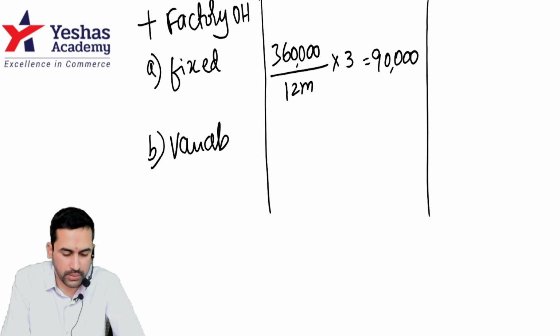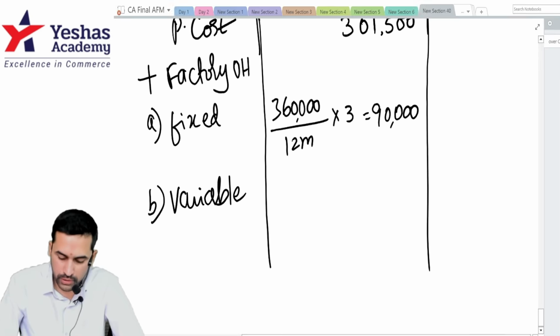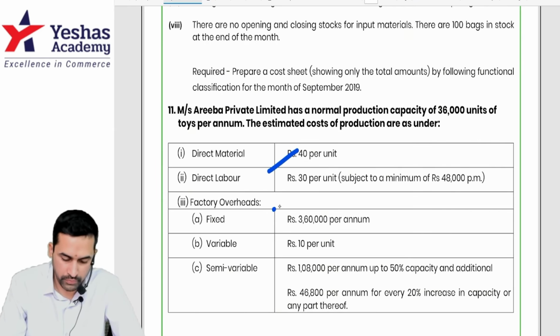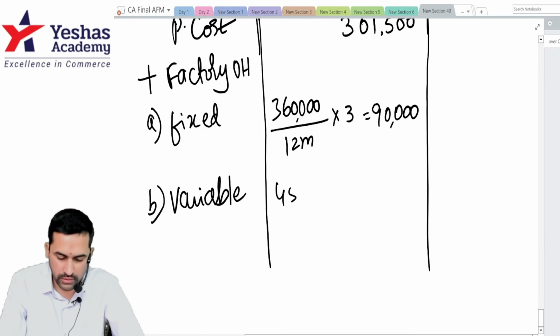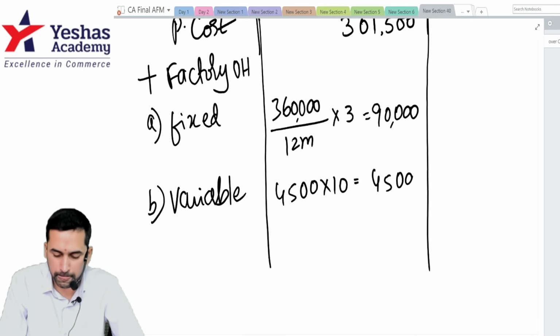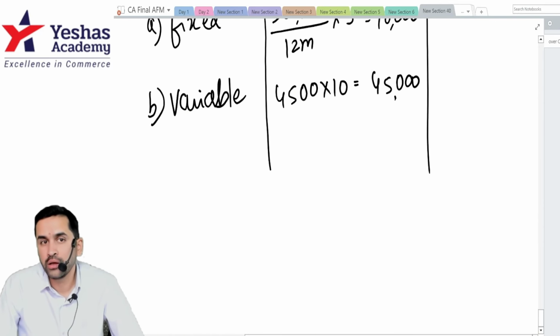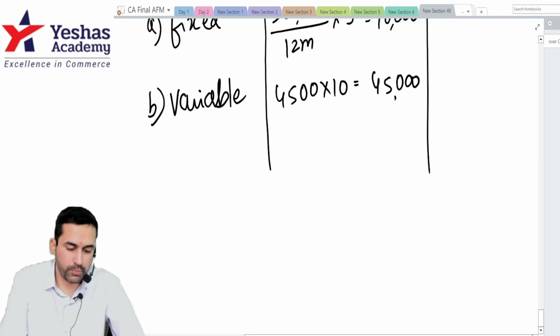Factory overhead also has some variable component. Question says you have to pay 10 per unit. Easy. 4500 into 10. Done. One more component.